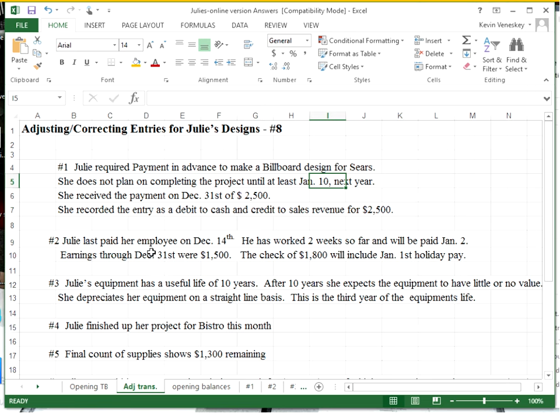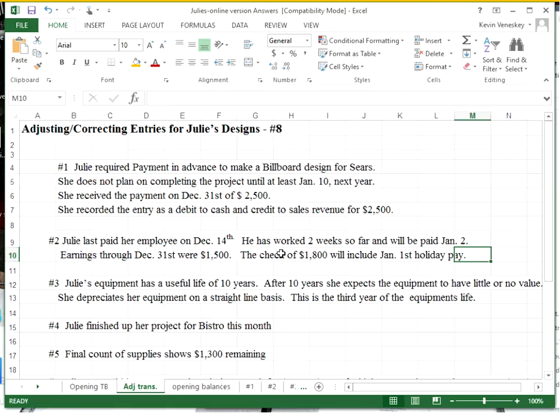All right, let's look at number 2. Julie last paid her employees on December 14th. Okay, that's old information. Our employees have now worked for these last 2 weeks and will be paid early next year. All of the employees' earnings were $1,500 up through the end of this year, and they will be paid $1,800 on January 2nd, which will include their holiday pay from January 1 that they're working overtime.